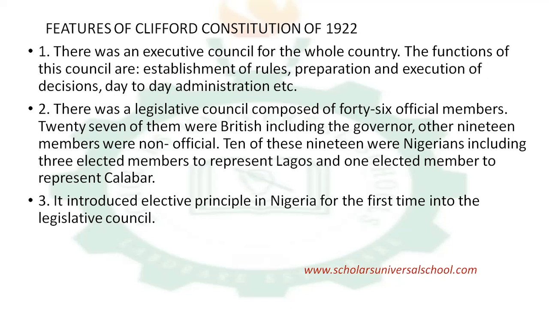Then we had the other 19 members who were non-official. Out of these 19 members, 10 were Nigerians, including 3 Nigerians that were elected to represent Lagos and one that was elected to represent Calabar. These were the 2 major towns that we had then, and they had their representatives separately.